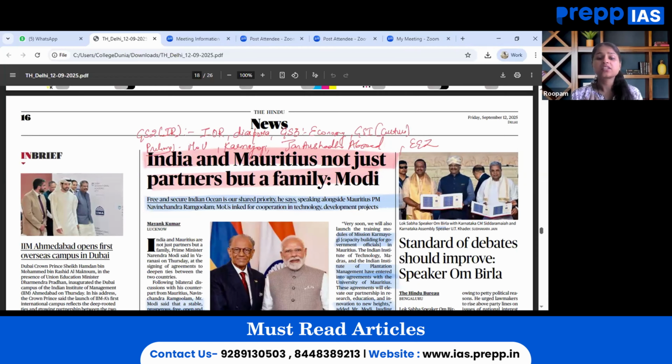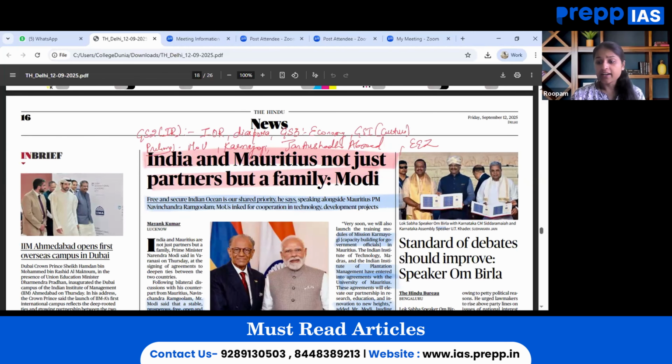From mains perspective, the same article is to be seen through the lens of how Mauritius holds strategic relevance in the Indian Ocean region and altogether the Indian Ocean policy for the government as well. How can India use its soft power and cultural diplomacy in foreign relations wherein a large diaspora is already there? In this manner, this particular article is to be holistically seen.